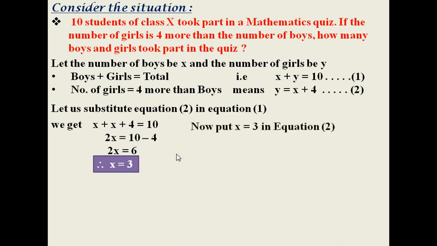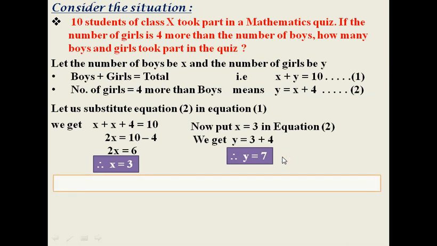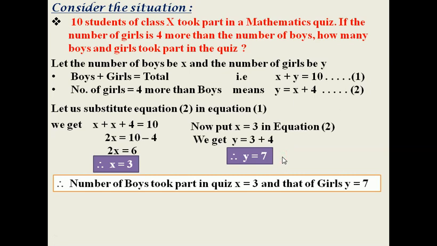To get the value of y, put x is equal to 3 in any one of these two equations. Let us put x is equal to 3 in equation 2. We get y equals 3 plus 4, y is equal to 7. Therefore, the number of boys who took part in the quiz is x is equal to 3 and that of girls y is equal to 7.